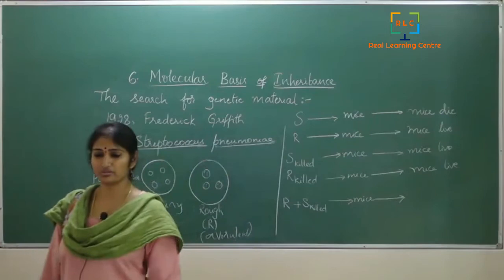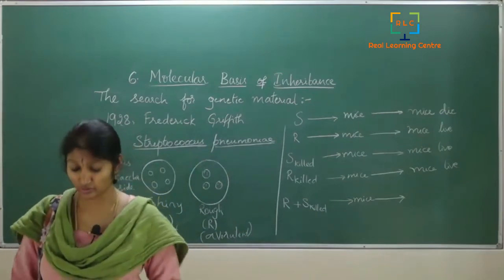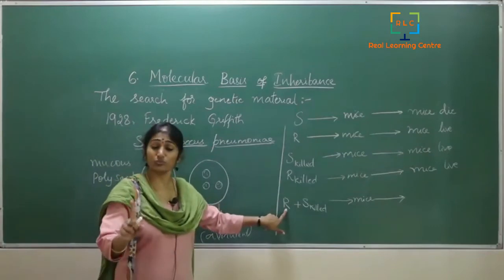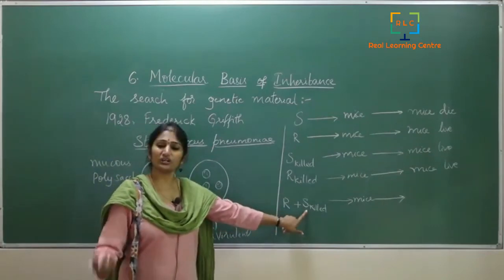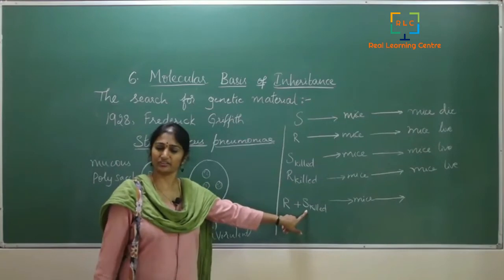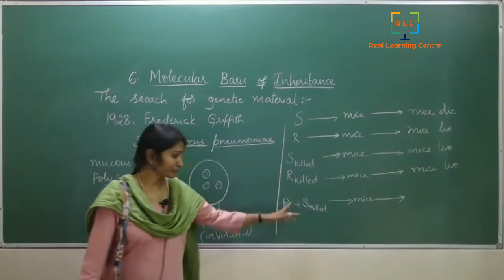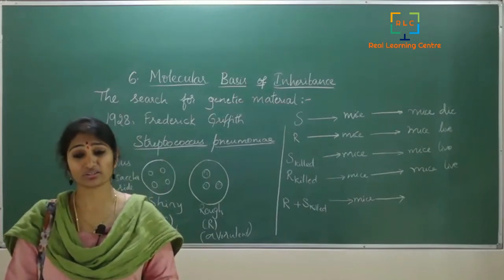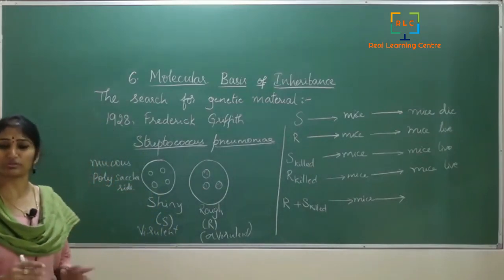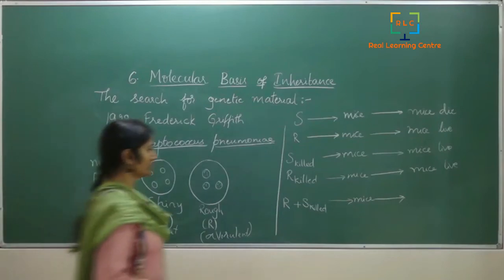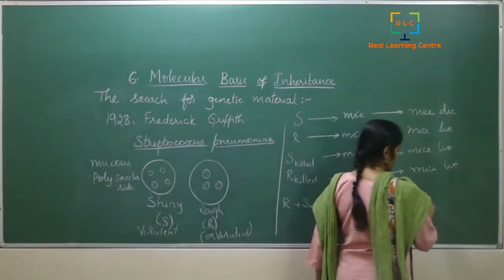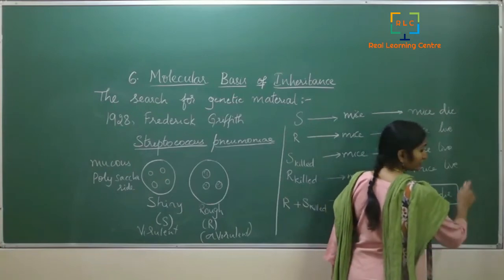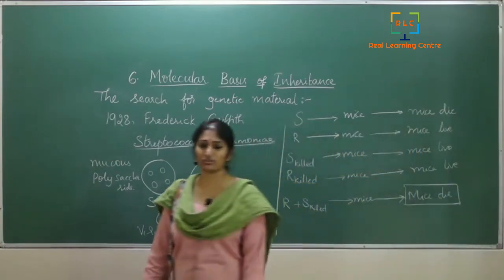Now what should happen? Mice should live, right? Why should mice live? Because the alive one is avirulent, and the killed one is virulent but already killed, so it should not cause disease. So this was the whole principle. But what Griffith observed was completely different. He could see that all the mice got the infection and they were all dead.